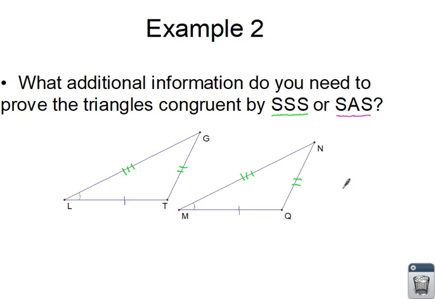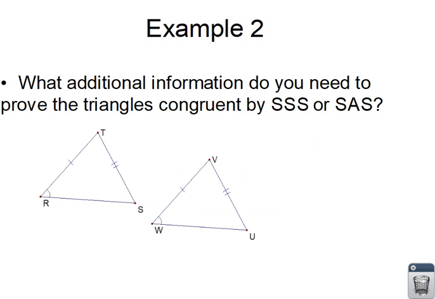But for side angle side, you've got a side and an angle already. All we would need is this side right here. So this one is the better option there. And that's what you're going to have to do. You're going to have to look at a set of triangles and decide what we need to prove congruent in order to finish the proof.